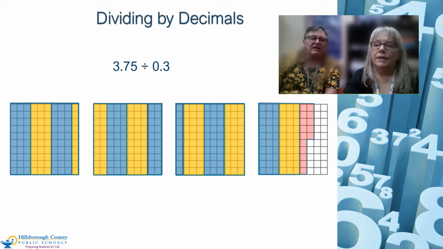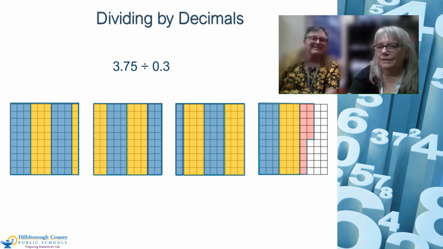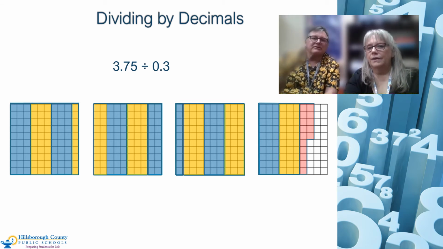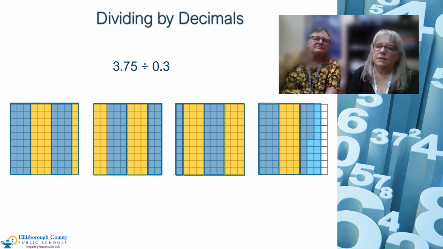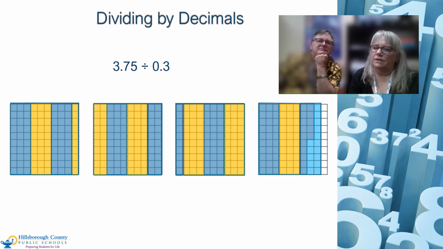Uh-oh. I have some left. But it's not 3/10. But I have part of 3/10. So I'm going to shade over the part that's left, and we're going to look to see how much of that 3/10 is shaded, Daryl. Well, I can also connect 3/10 to 30 hundredths. Correct.